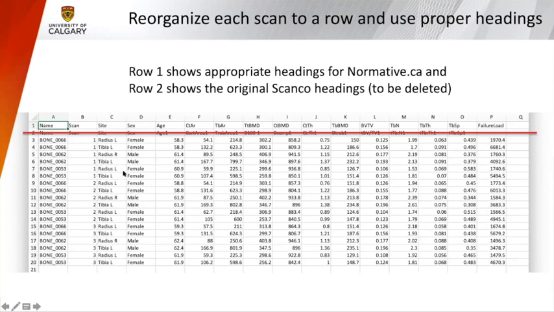So we had 3 people scanned 3 times at 2 sites. That's 3 times 3 times 2, so we should have 18 rows here. And that's what we actually have here, 18 data sets. And we're going to figure out normative results for each of those data sets.